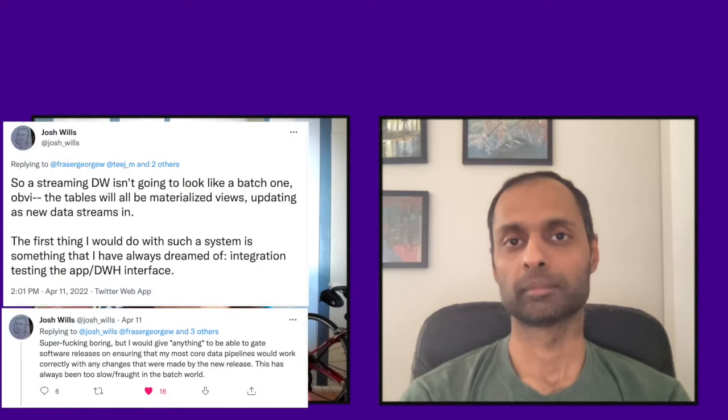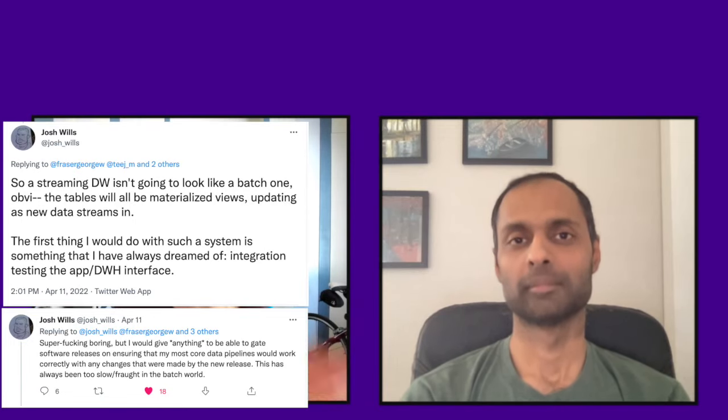I was just thinking, there was a discussion on Twitter unrelated to your diagram where I think Josh Wills said something like, if I had a magical real time updating database, the first thing I would want to do with it is to use it in my test pipeline to make sure that I cannot deploy to production something that ends up breaking the data warehouse multiple steps later. And this was extremely relatable.